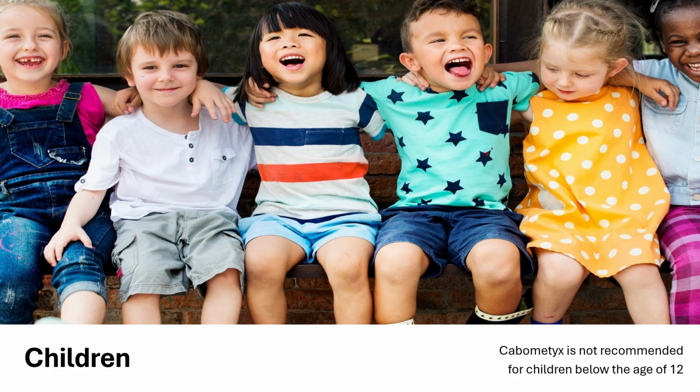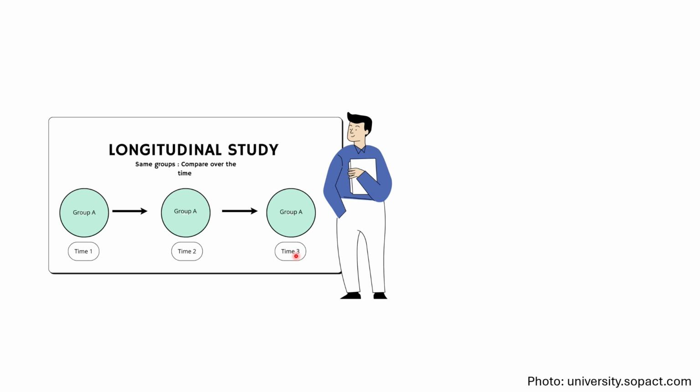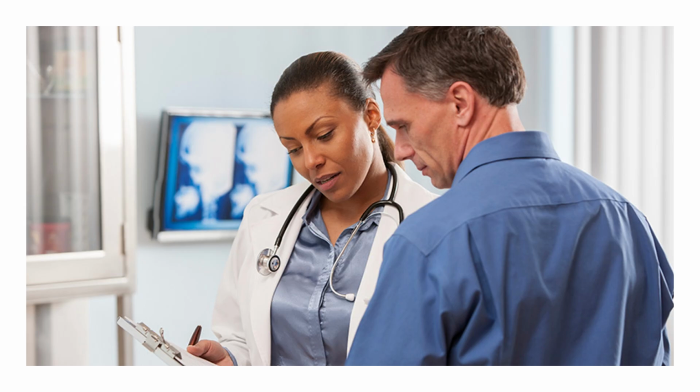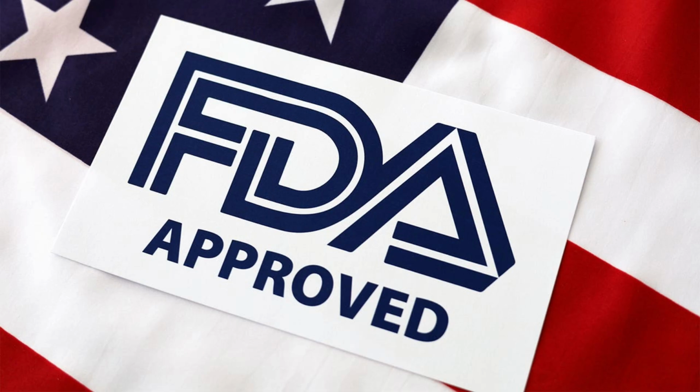Cabometyx is not recommended for children under the age of 12. One note about this is that it's not recommended because there are not any longitudinal studies on Cabometyx. And a longitudinal study is a study that is done over a long period of time. We're talking years to decades. But depending on a child's disease state, their doctor does have the power to prescribe them Cabometyx if they think it's really necessary. It's just that the official drug label and FDA recommendation must be for children to not take it because of the lack of those studies.